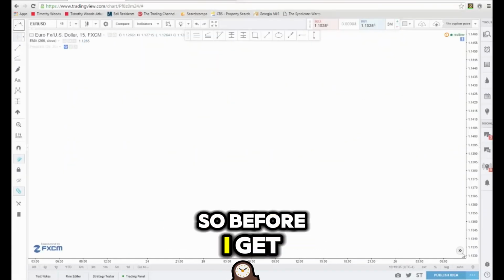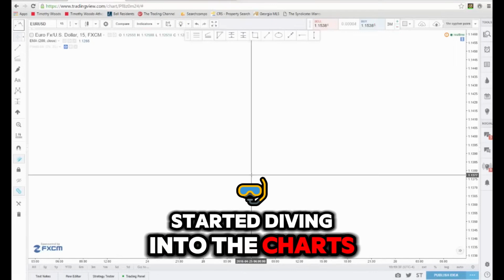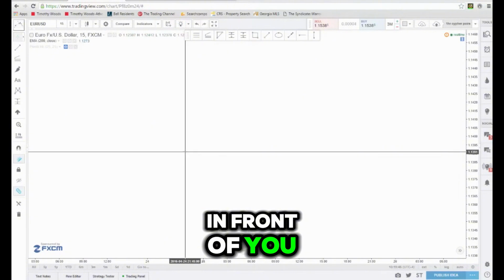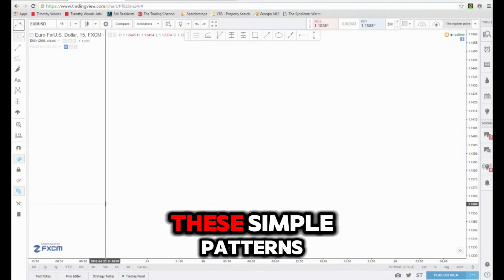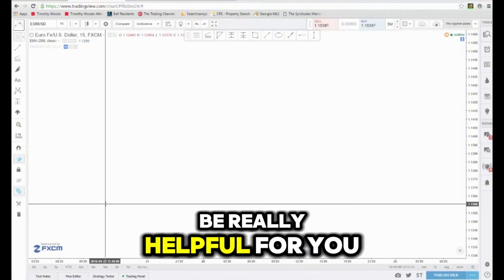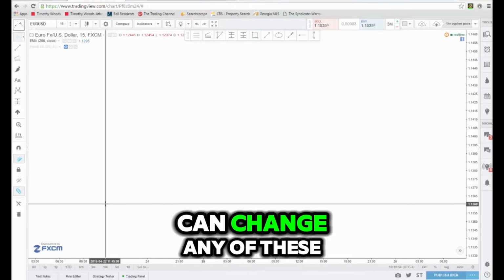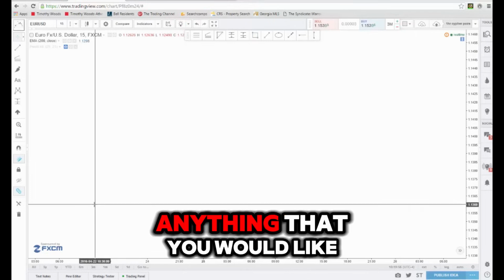Alright guys, before I get started diving into the charts looking for these simple patterns, I'm going to go ahead and draw out on the chart in front of you some of the rules that I've come up with to trade these simple patterns, that I think would be really helpful for you, at least as a starting point. And of course you can change any of these rules to anything that you would like.